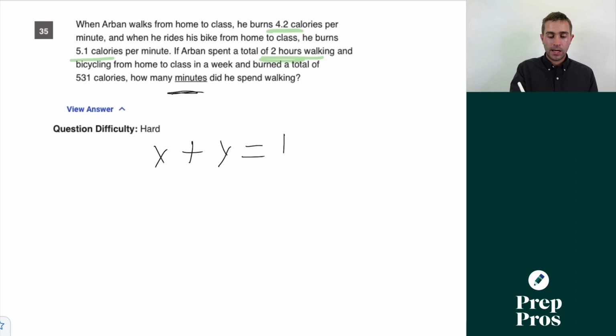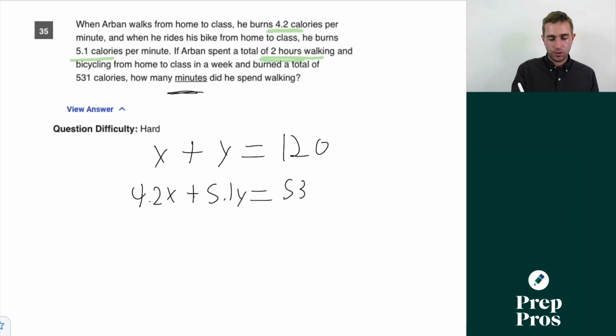But what we know is our time spent walking and biking is going to add up to 2 hours or 120 minutes. And now every minute we walk, we're going to burn 4.2 calories, and every minute we bike, we're going to burn 5.1 calories, and we're going to burn 531 calories in total. So now we can use stacking elimination, substitution, any of our systems of equations solving techniques to work through this. So I'm just going to use substitution here.